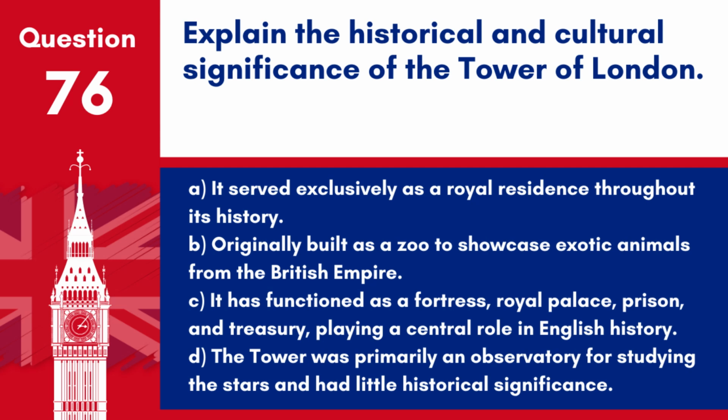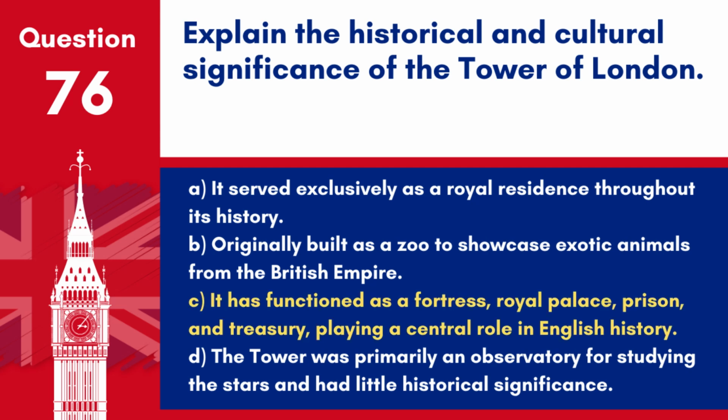Question 76. Explain the historical and cultural significance of the Tower of London. A. It served exclusively as a royal residence throughout its history. B. Originally built as a zoo to showcase exotic animals from the British Empire. C. It has functioned as a fortress, royal palace, prison and treasury, playing a central role in English history. D. The tower was primarily an observatory for studying the stars and had little historical significance.